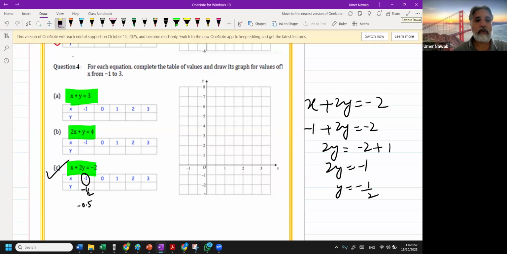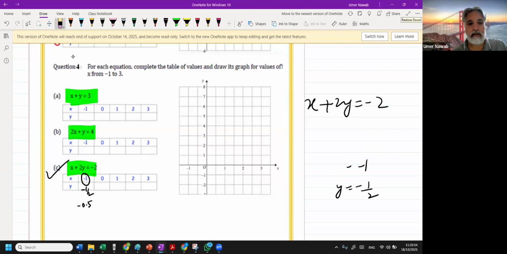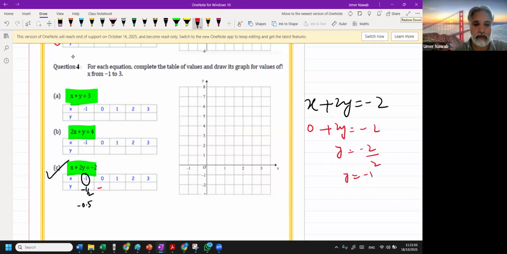Now I'm going to substitute here 0 in the place of x. 0 plus 2y is equal to negative 2. So y is equal to negative 2 over 2. So y is equal to negative 1. Then I substitute here 1 in the place of x.